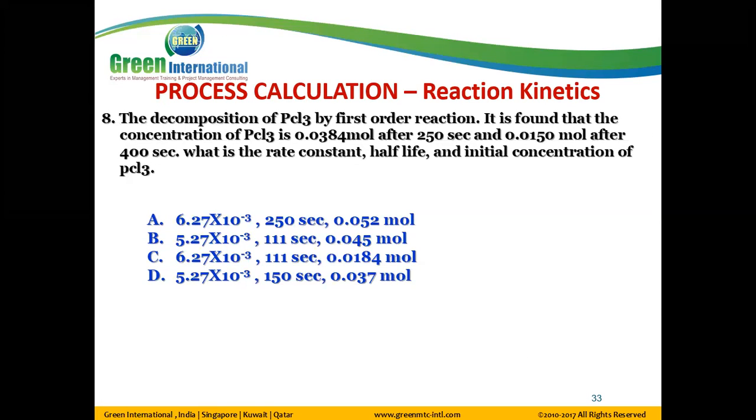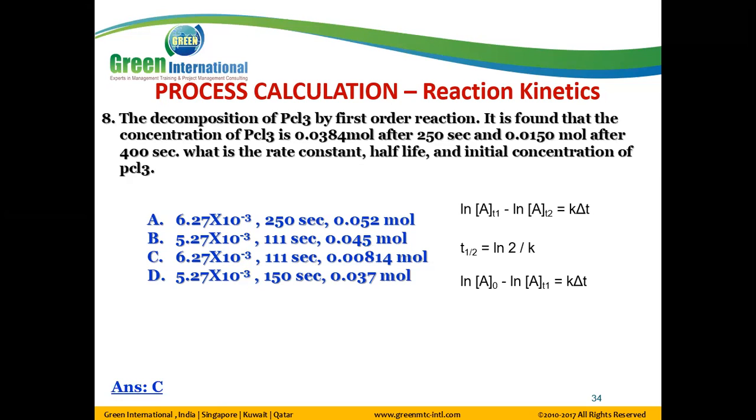Question number 8, the decomposition of PCl3 by first order reaction. It is found that the concentration of PCl3 is 0.0384 mole after 250 seconds, and 0.0150 mole after 400 seconds. What is the rate constant, half-life, and the initial concentration of PCl3? So the decomposition of PCl3 is a first order reaction. When t equals 250 seconds, the concentration is given. When t equals 400 seconds, the concentration is given. What is the rate constant, half-life, and A0?